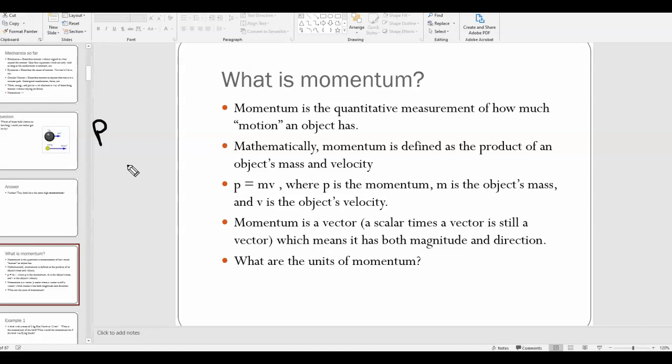Unlike power, which is a scalar, momentum is a vector. Momentum is mass times velocity, and remember, velocity is a vector. If you multiply a scalar by a vector, you get another vector, meaning momentum has both magnitude and direction. Now, based off of the equation we have for momentum, what would the units of momentum be?